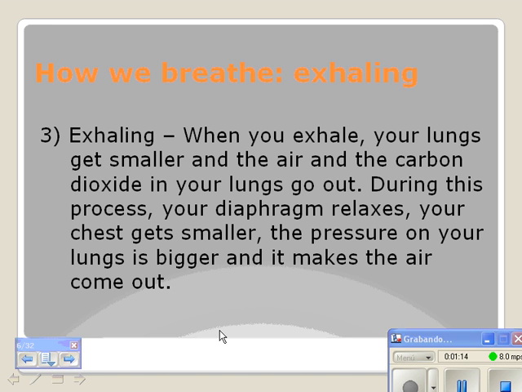3. Exhaling. When you exhale, your lungs get smaller and the air and the carbon dioxide in your lungs go out. During this process, your diaphragm relaxes, your chest gets smaller, the pressure on your lungs is bigger, and it makes the air come out.